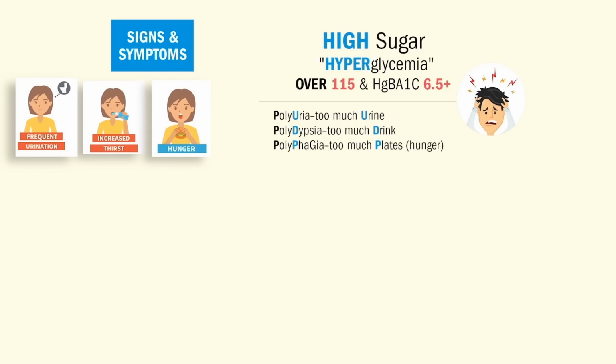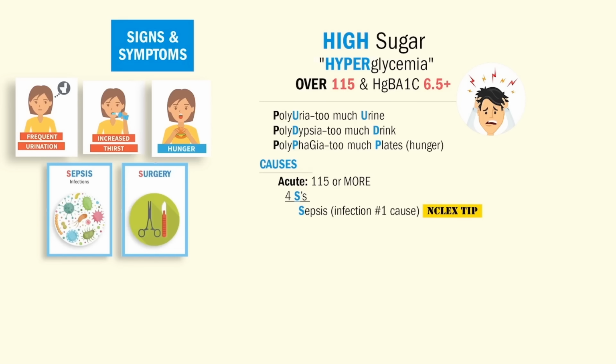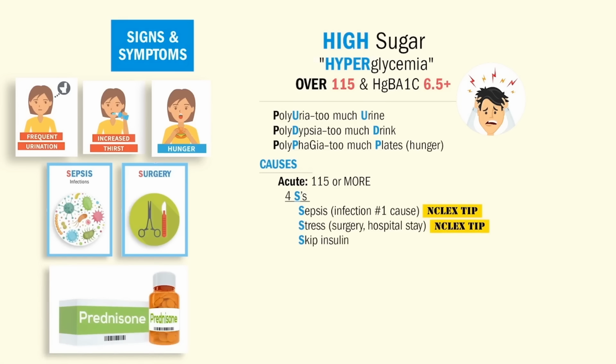Now, the causes of acute high sugar can be caused from the 4 S's. The number 1 key term on the NCLEX is sepsis or infection, guys. That's a number 1 cause. But also stress from surgery or hospital stay, and even skipping insulin doses. And a big one here is steroids, those zone-ending drugs like prednisone. That is a big cause. But high sugar can also be caused from hormone therapy like estrogen.